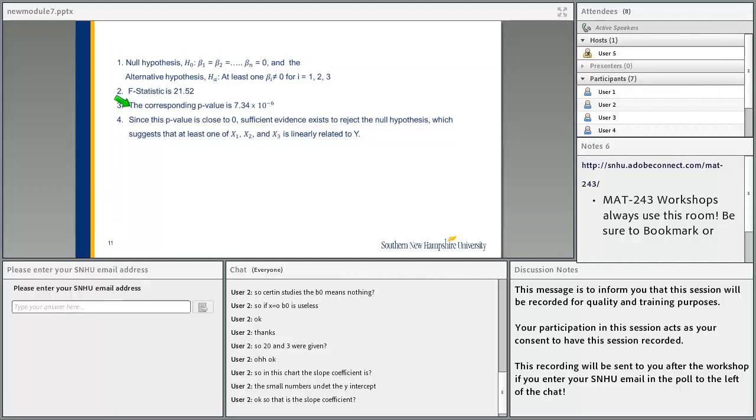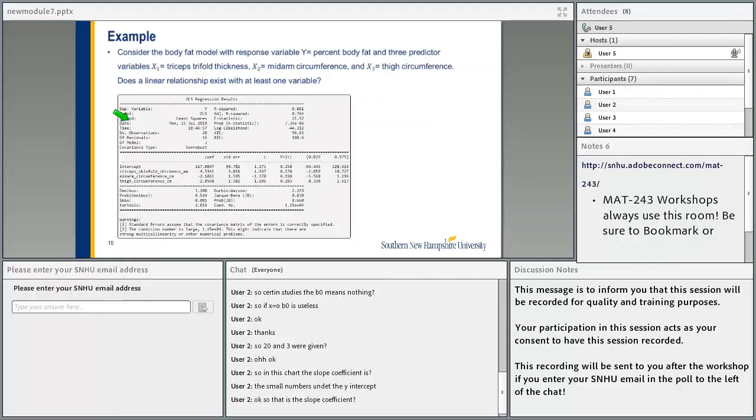So the probability value you can see is very, very small. So the probability of getting a value as extreme as the one that we've got in our results is very, very small. So now when you compare this with alpha, p is very, very small. So we have to reject the null hypothesis. Since the p-value is close to 0, sufficient evidence exists to reject the null hypothesis, which suggests that at least one of x1, x2, and x3 is linearly related to y.